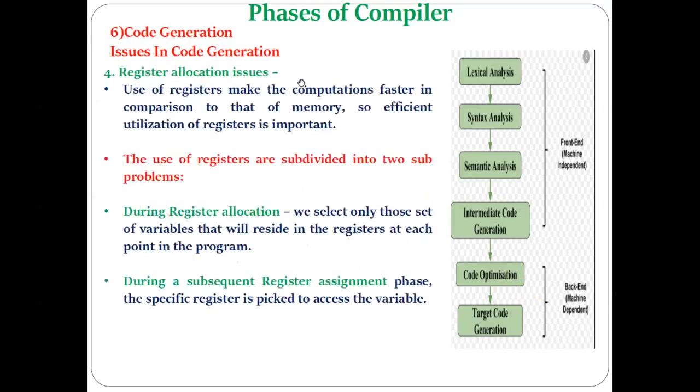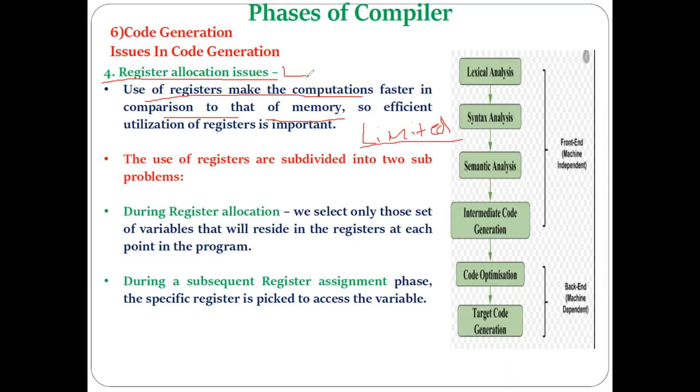Then the fourth important issue is related to register allocation. I hope all of you know that registers are always faster than memory. Use of registers makes the computation faster in comparison to memory. But the registers are limited, and as they are limited, the allocation of registers has to be done in a careful manner. Understood? That is the reason our fourth issue is the register allocation issue.